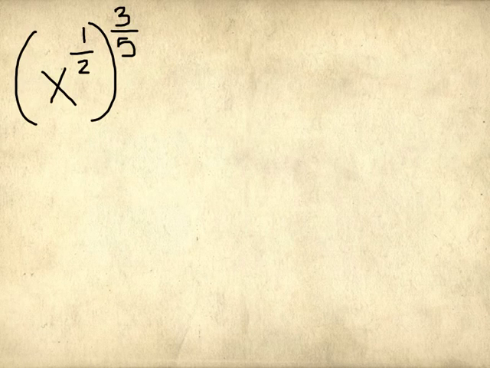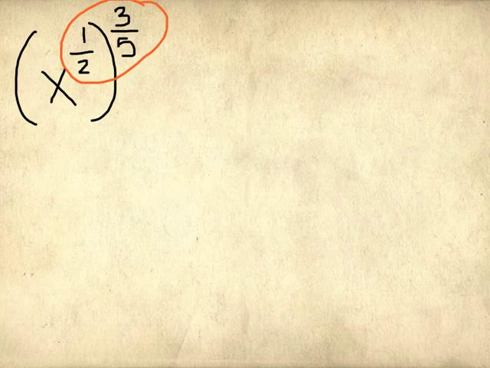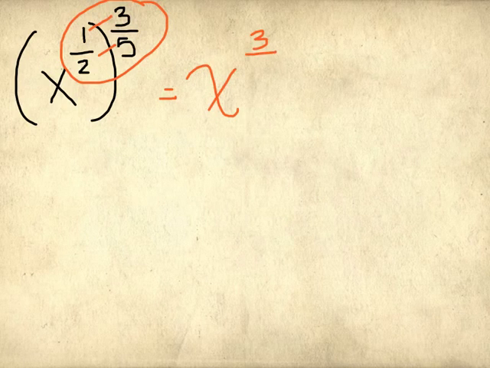Now, when we have fractions, it doesn't really change anything. We're still going to multiply together our exponents. So in this equation, we still have x, but now we multiply our fractions. Remember, when you multiply fractions, you multiply straight across, so it's now x to the 3 over 7.